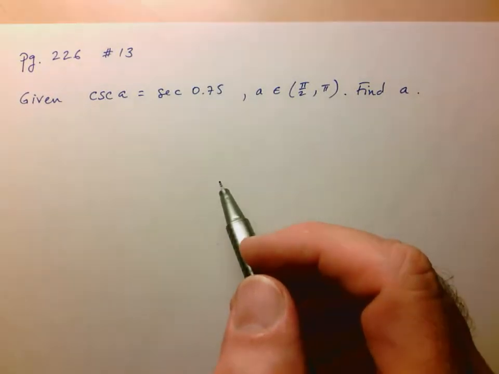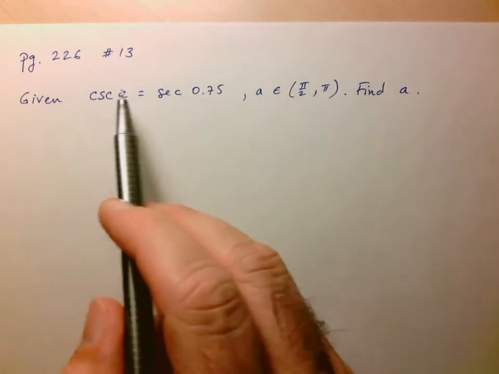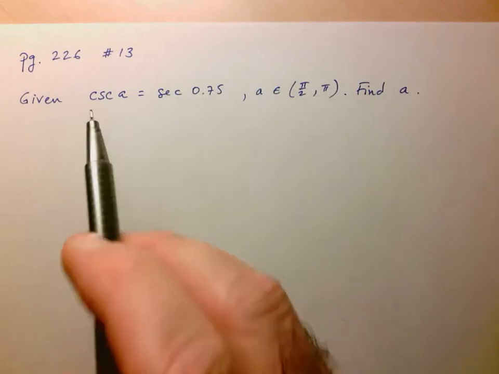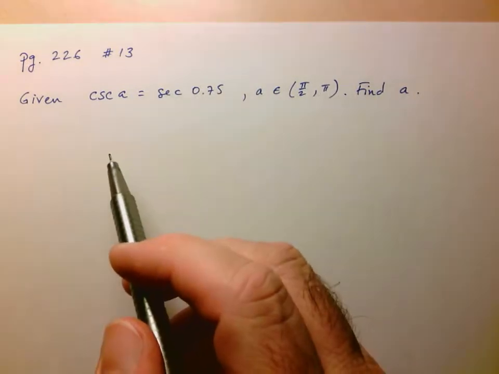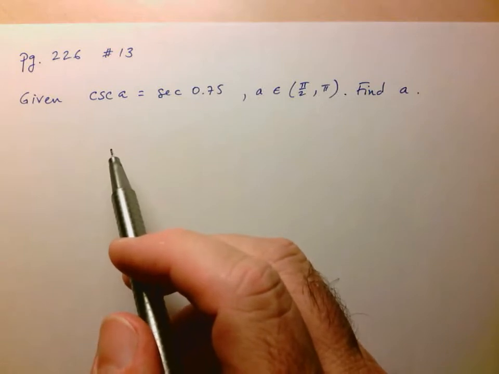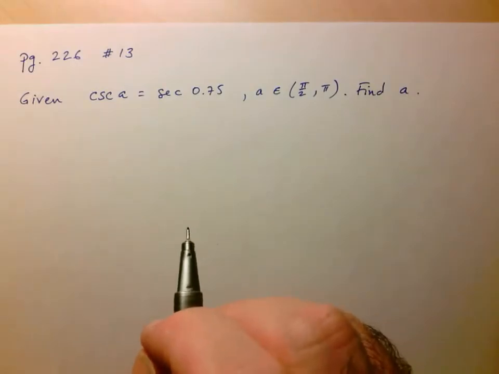Okay, so again, as soon as we see cosecant equal to secant, sine equal to cosine, tan equal to cotangent, we should be thinking about correlated angles. Okay, so we just have to find the relationship that's going to work. Now here they did give us a big hint. They told us that A needed to be in the second quadrant.